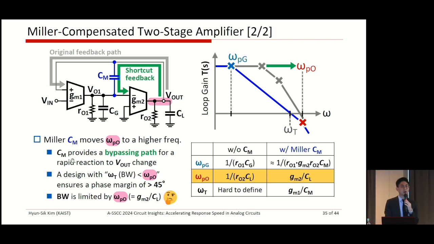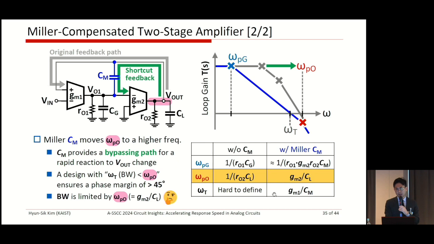So Cm, the Miller capacitor, can boost the capacitance seen from the input side, but Cm also provides a bypassing path, the shortcut path for rapid reaction to Vout change, right? So you can see one more local feedback loop is formed for rapid change of the Vout, right? So the second pole is then totally changed to gm2 over CL, right? This is the big difference. This is a big change, right? So by using the Miller compensation, we can split the two poles, right?